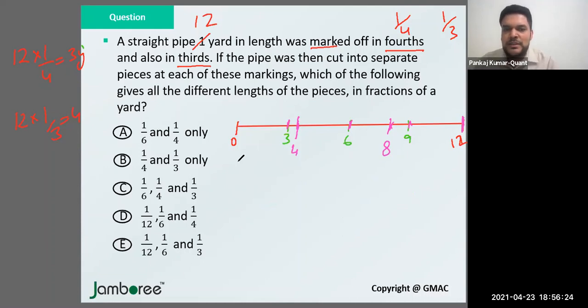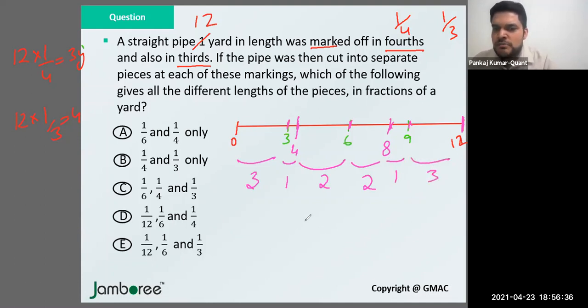One length I'm going to get is 3. This length is going to be 1. This length is going to be 2. This length is going to be 2. This length is 1. And this length is 3. So if you see, we're getting 3 different lengths: one length is 3, one length is 1, and one length is 2. But these are the lengths out of 12 yards.